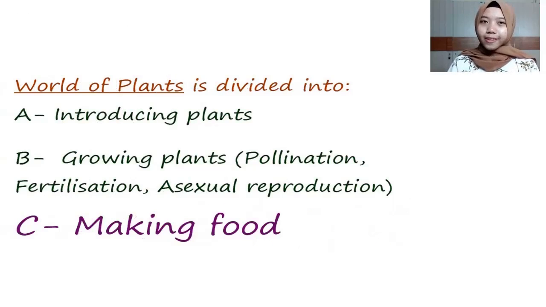Okay, the world of plants is divided into 3 points. The first point is introducing plants, the second point is growing plants, pollination, fertilization, and asexual reproduction. The third is making food.